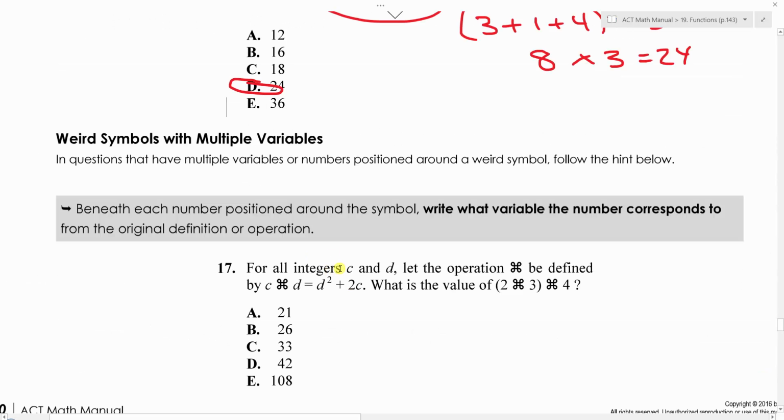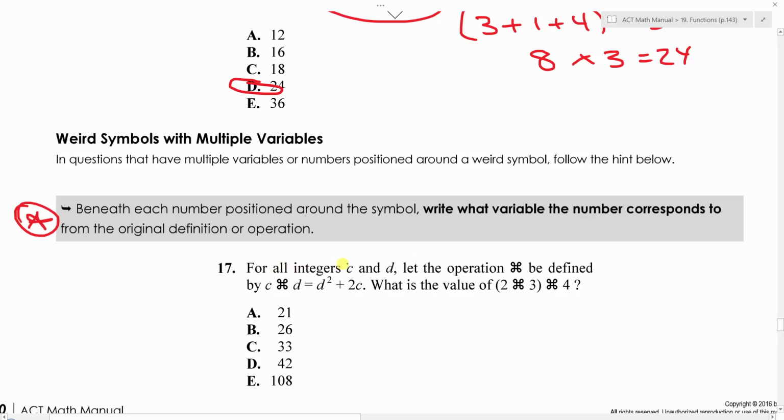Weird symbols with multiple variables. You will see some weird symbol functions that have multiple variables. They can, again, sometimes look intimidating. Try not to get intimidated because they're not that difficult. Now, what you want to do with these questions is this hint right here, and I'm going to show you what it looks like in number 17, because if I just say it, it's not going to make any sense.